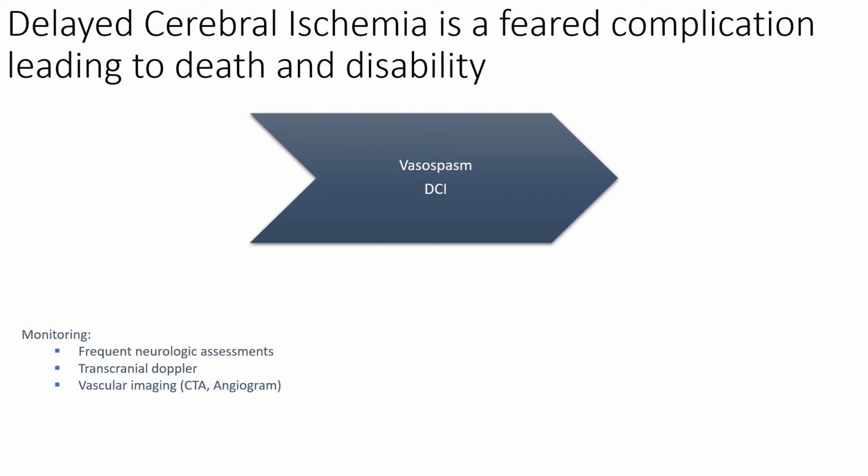Transcranial Dopplers can also be done to look for narrowing of the blood vessels. You will see increased velocities as the blood vessel gets more narrowed. And if that is accompanied by a neurologic change, we should have a high suspicion that this patient is having symptomatic vasospasm and needs ongoing intervention. We can also use CT angiogram and angiogram in order to identify vasospasm as well.